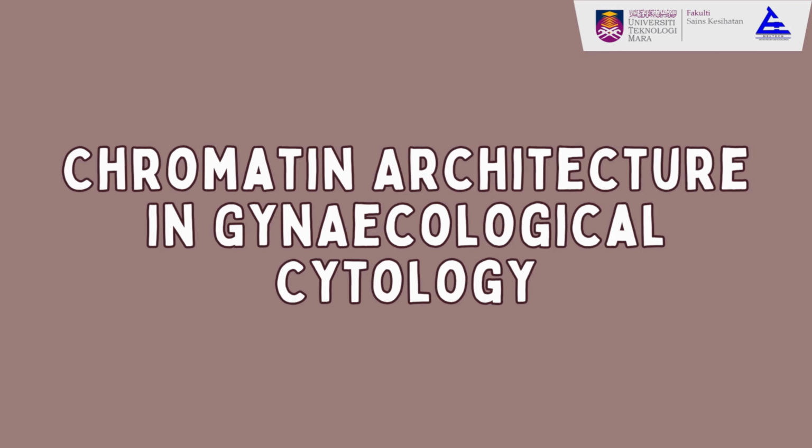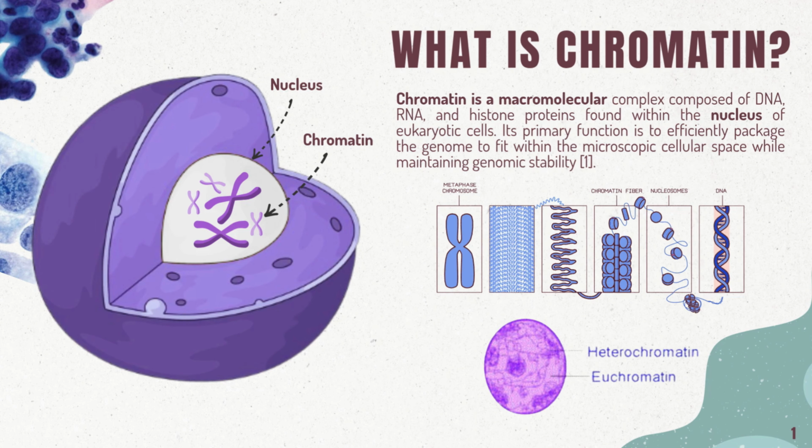So before we start, what is chromatin? Chromatin is a macromolecular complex composed of DNA, RNA, and histone protein found within the nucleus of eukaryotic cells. Its primary function is to efficiently package the genome to fit within the microscopic cellular space while maintaining genomic stability.